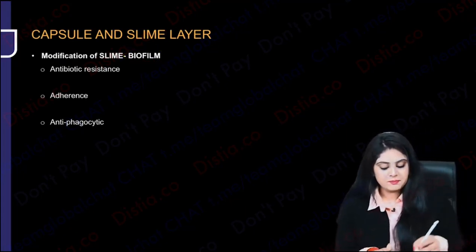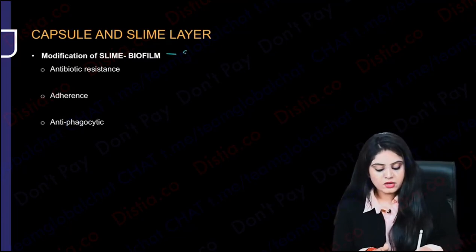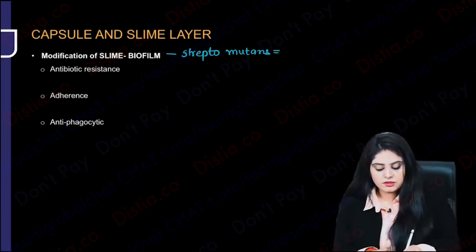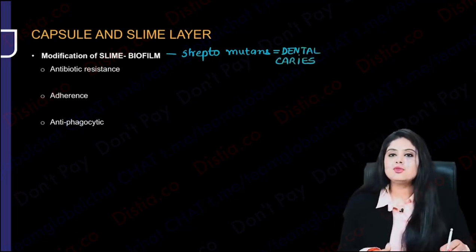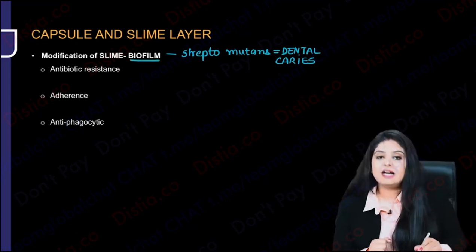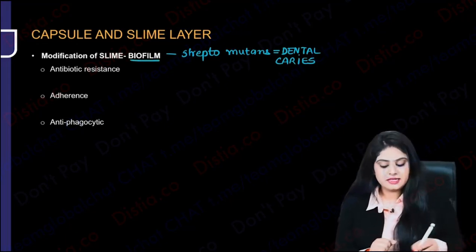I'll give you an example. You must have heard that there is an organism called Streptococcus mutans. In case you haven't heard, let me tell you. Mutans goes in the mouth. Mutans, mouth. What does it cause in the mouth? It causes dental caries. It's going to cause damage to your teeth. Why? Because it forms a film on your teeth. Which film? It forms a biofilm on the teeth. That is why it causes dental caries.